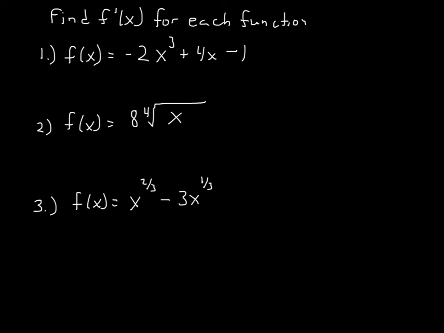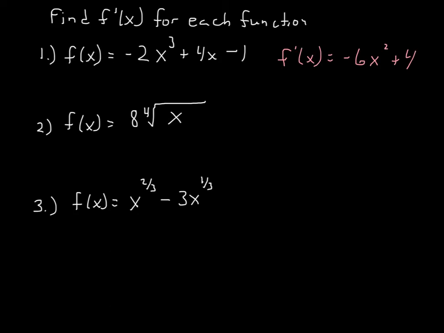Welcome back. Let's take a look at the very first problem. In that first problem, I have f of x is negative 2x cubed plus 4x minus 1. And so on that particular problem, when you took the derivative, you should have had f prime of x equal to negative 6x squared plus 4.